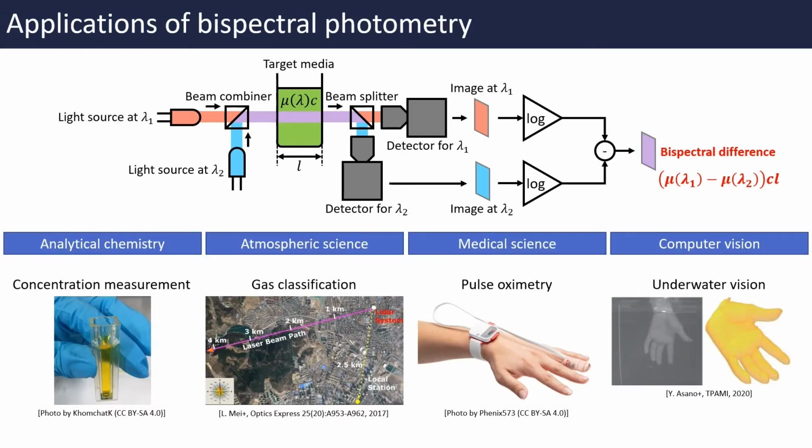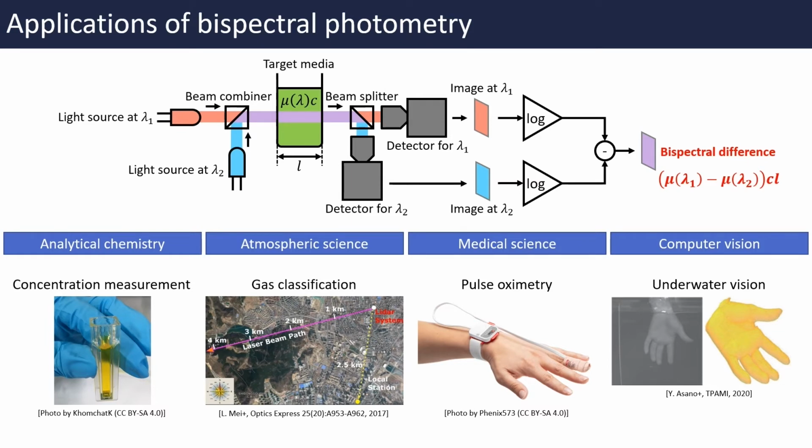Bispectral photometry is often used for measuring a relative concentration in analytical chemistry. In atmospheric science, the bispectral difference allows to trace and classify particles and gases. In medical science, analysis of the bispectral difference is applied for determining the concentration of hemoglobin in blood.